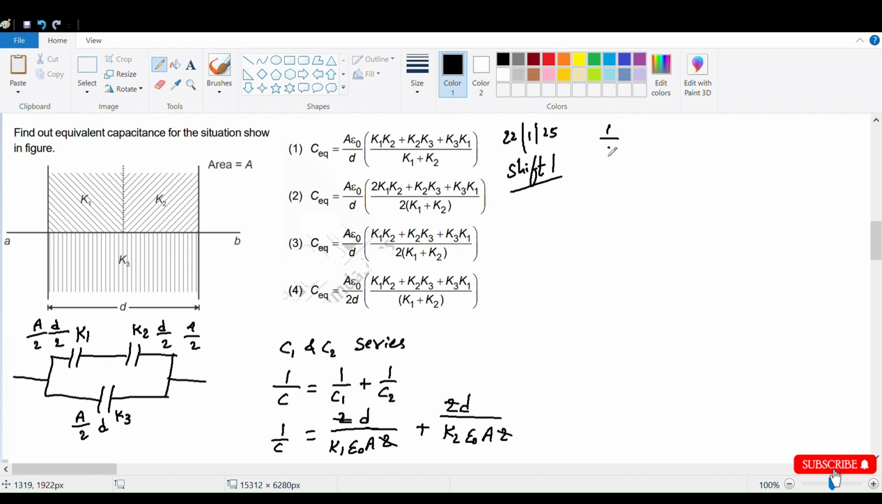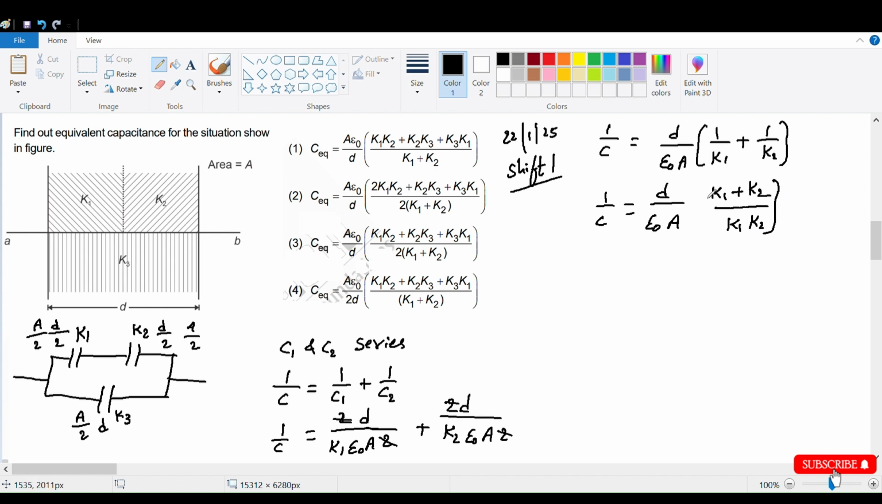So what we will get: 1 by C is equal to D by epsilon naught A common, times 1 by K1 plus 1 by K2. So this value I got. Let's take the LCM. 1 by C is equal to D by epsilon naught A times K1 plus K2 by K1 K2. So I get C is equal to epsilon naught A by D into K1 K2 by K1 plus K2.